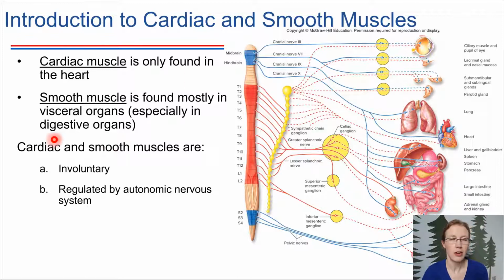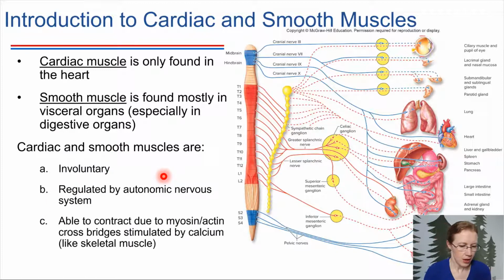Okay, so the cardiac as well as smooth muscles are regulated by the autonomic nervous system. The way that these muscles work is due to myosin and actin contracting, but the contraction mechanism is a little bit different. So we'll come back to that in just a minute. First up, let's take a look at cardiac muscle.